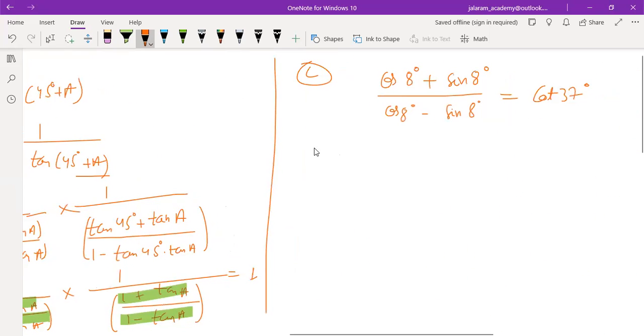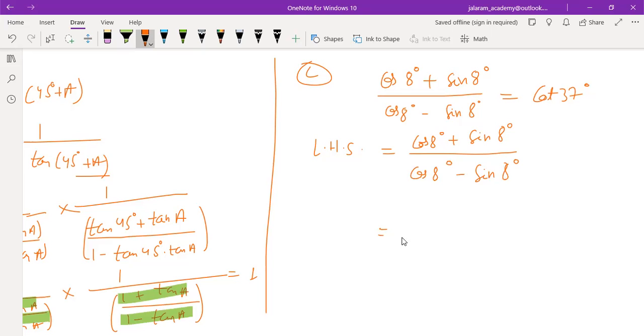Okay. So we will again start with LHS. In all these types of questions, remember what we should do: we divide the numerator and denominator both by cos 8 degree. Numerator is cos 8 degree plus sin 8 degree, so divided by cos 8 degree. At the same time, divide the denominator cos 8 degree minus sin 8 degree also by cos 8 degree.